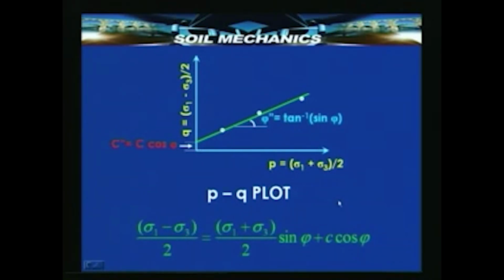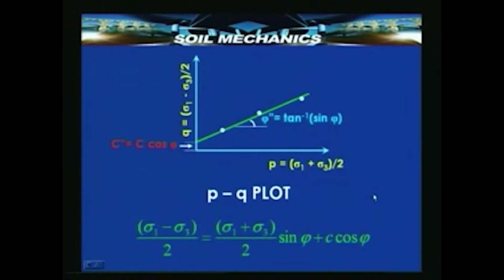It is very simple to show that this intercept will be nothing but c cos phi, that is the constant in the linear equation, and the angle will be an angle phi double dash, the tangent of which must be equal to sin phi, which is the slope of this linear equation.